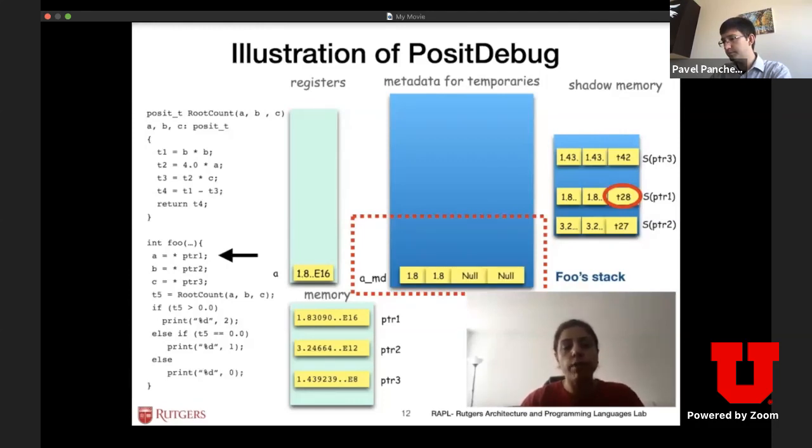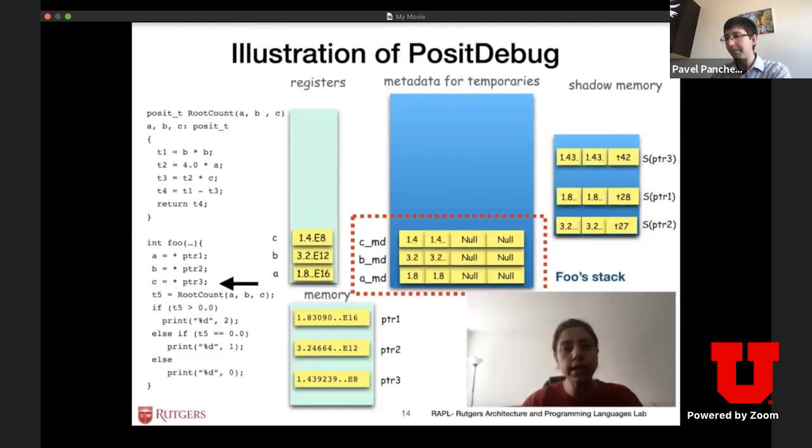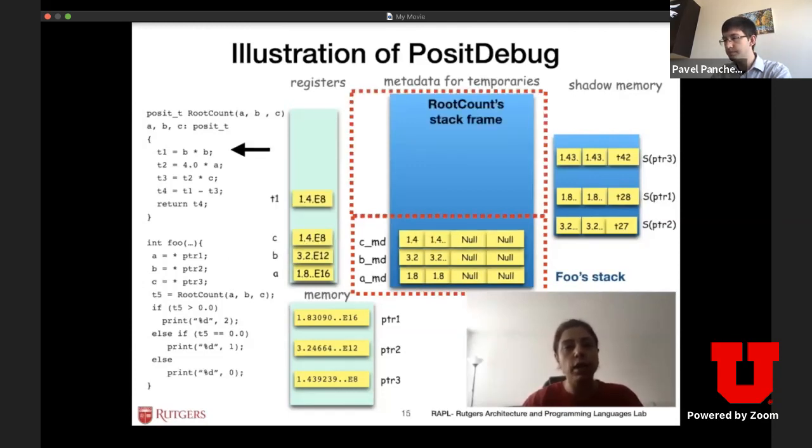In this case, it is invalid, and that's why the pointer to the metadata of each operand is set to null. Similarly, we load metadata for B from PTR2 and metadata for C from PTR3. Now I'm calling the root count function. For details on how we handle function arguments and return, please see the paper.